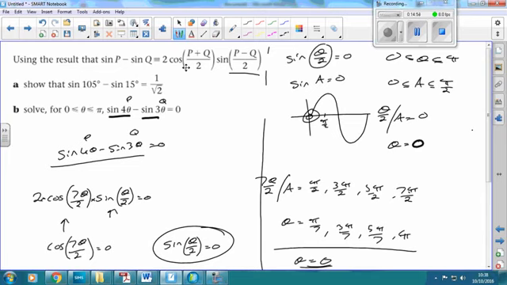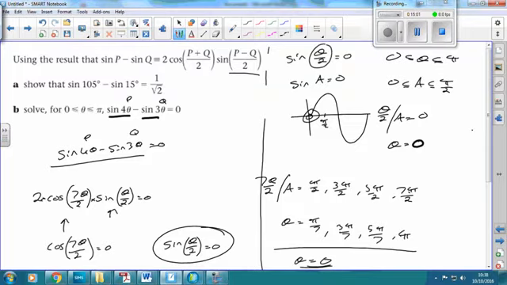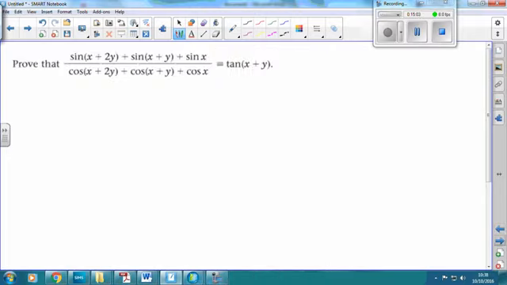So now let's go and have a look at the next one. And by the way, that's in your exercise book, that example, as is this one. So we've got to prove this thing equals tan of x plus y.